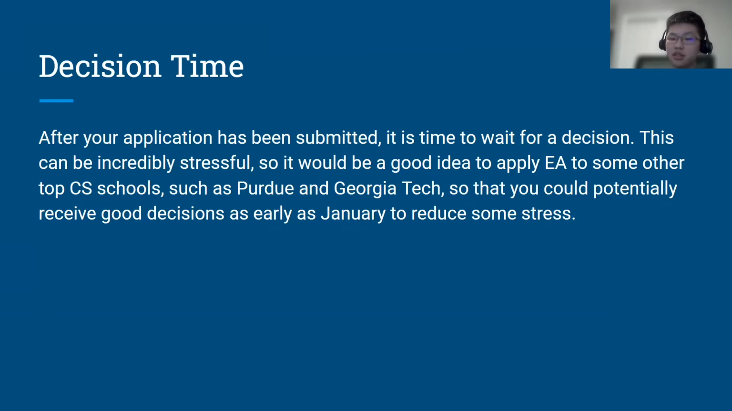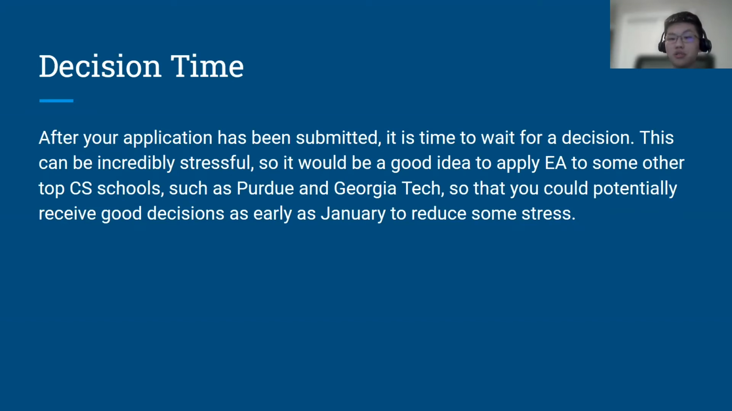So it's a good idea to apply EA to some top CS schools, such as Purdue or Georgia Tech, so that possibly you could receive some good decisions as early as January to reduce some stress. Personally, I applied EA to some other top CS schools, and I knew as early as January that even if I didn't get into UW, I would at least still have another good CS program to attend. So that helped reduce a lot of stress.